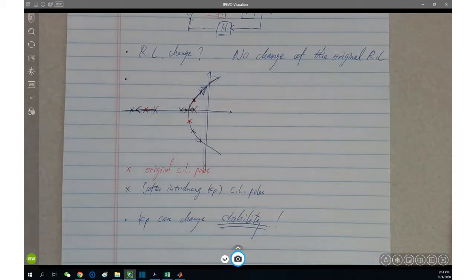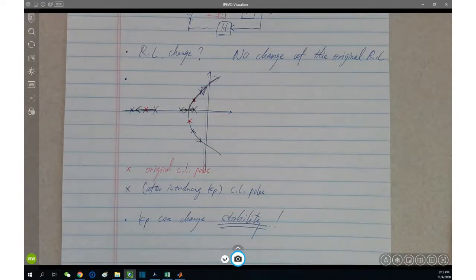Right. This is what P can do. It won't change the original root locus, but it will move your closed loop poles along the root locus. The location is different, okay, because your poles are different. Very simple.